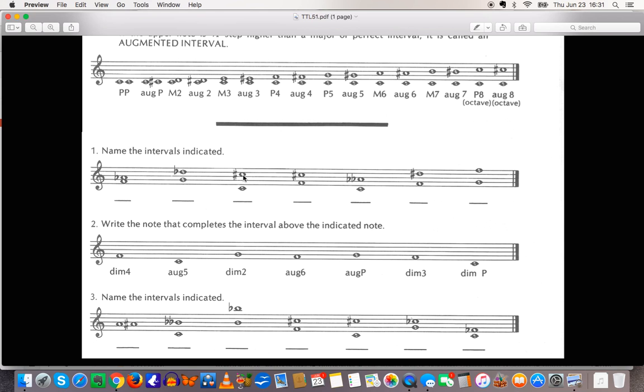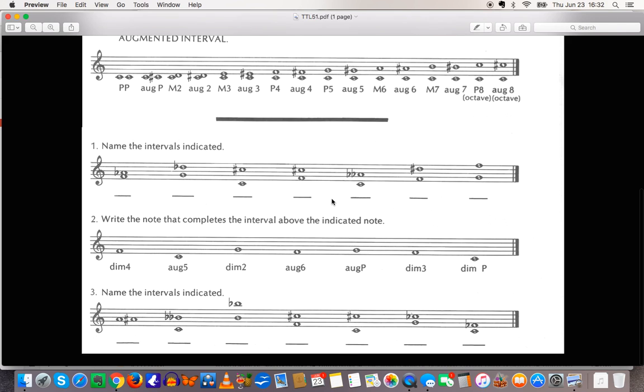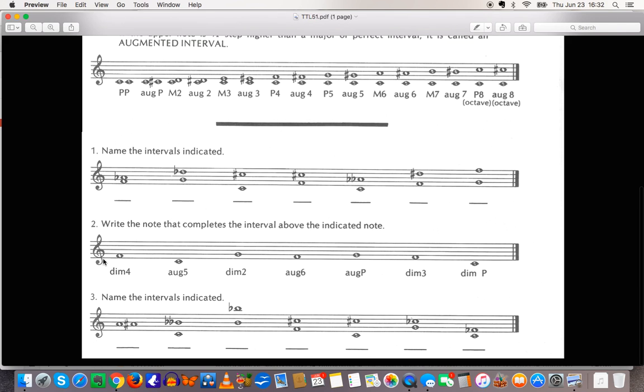Okay. This is a little bit tougher here. We have C and we have C sharp. Now remember, if you raise a perfect interval like an octave, C to C, you get an augmented interval. So here we have the same example right here. C to C sharp is an augmented octave or augmented eighth. So you get the idea. Go ahead and fill out the rest.